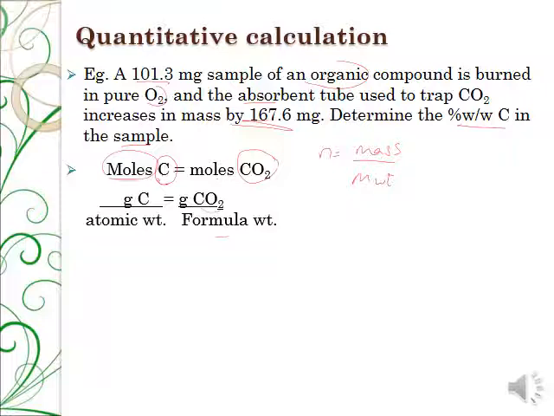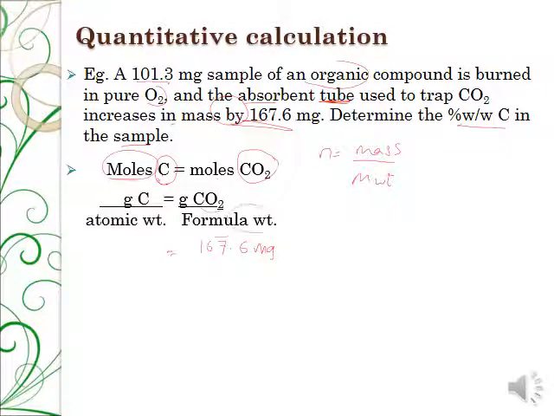So the information given in the question is the adsorbent tube mass here, an increase in mass by 167.6. This will indicate the mass of carbon dioxide, so this is 167.6 milligram. So what do we need to do first?